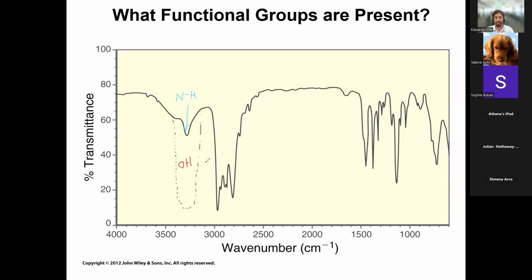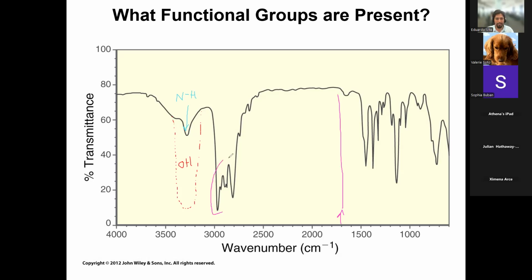What else can we determine? Is there anything at 1700? Nope, right? You can see over here, I'm going to use the color pink. You can see here at 1700, there is nothing, right? So there's no carbonyl, so it's not an amide. I don't really see anything else.